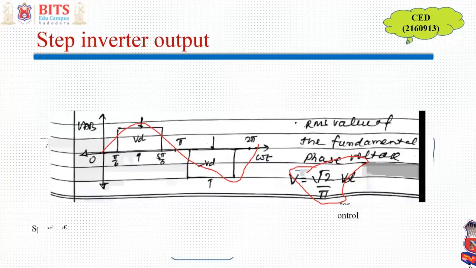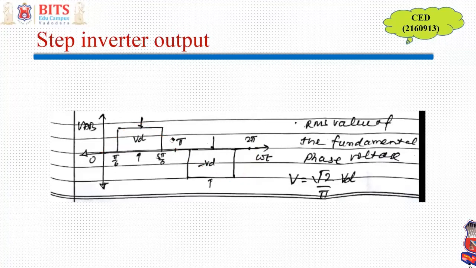right? So once again, we can find out how much voltage is required, and for that, how much the DC voltage should be, we can calculate using this formula. And so I can give a command to the controlled rectifier in such a fashion that it produces the required DC output, and so we get the required AC output. So this is how a step wave inverter, or a square wave inverter, is controlled.